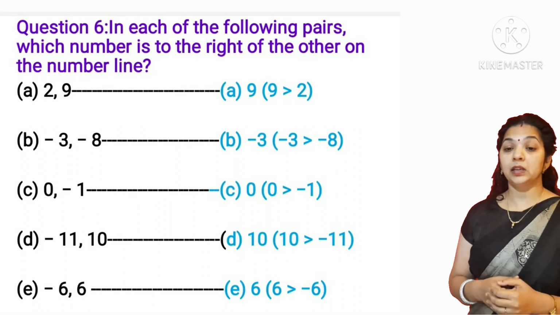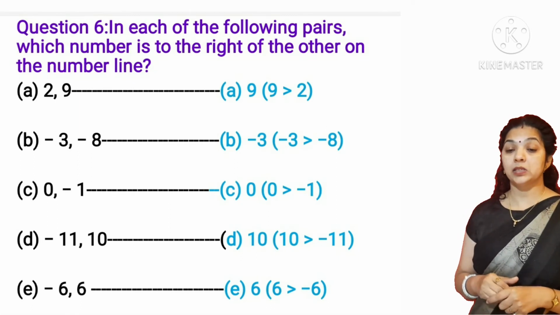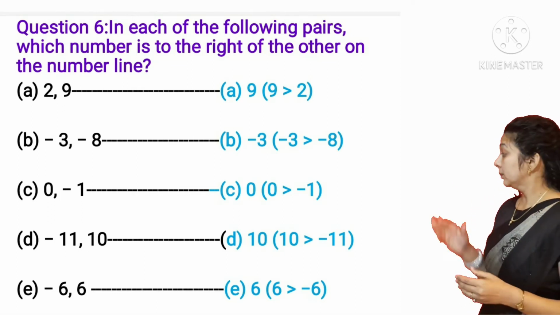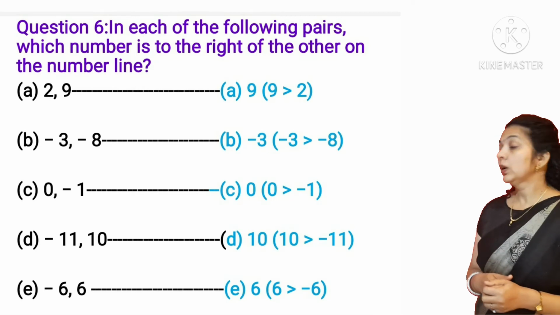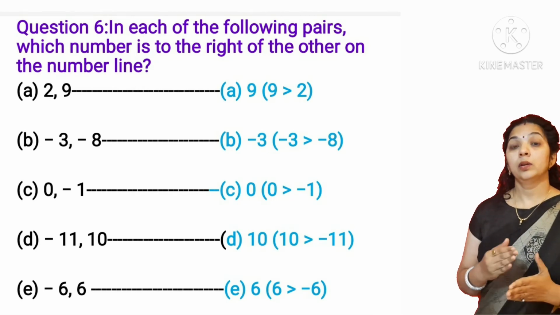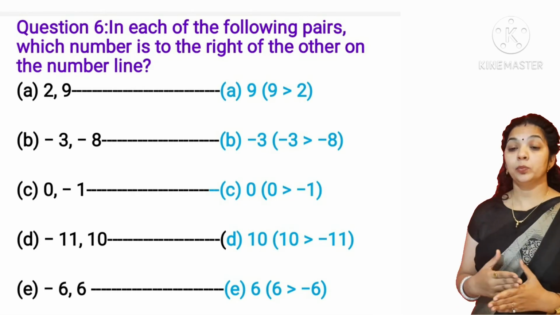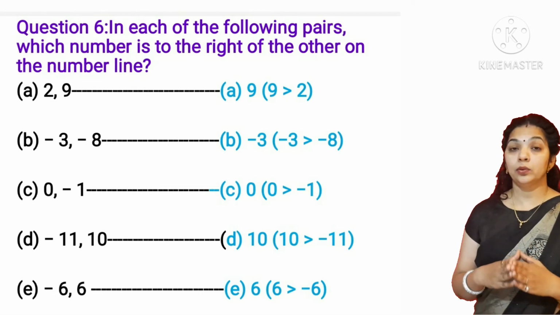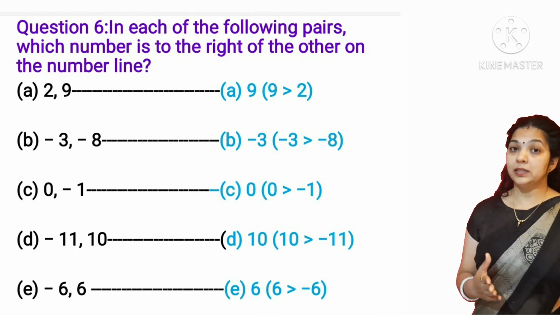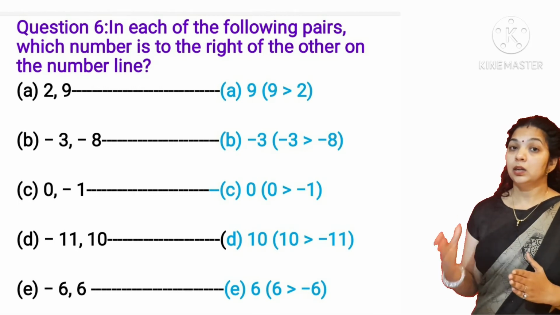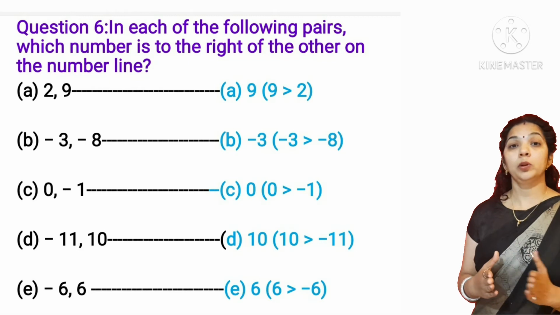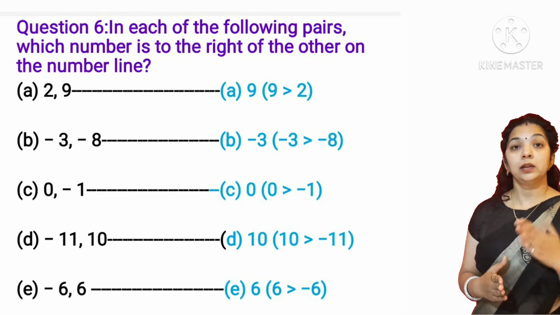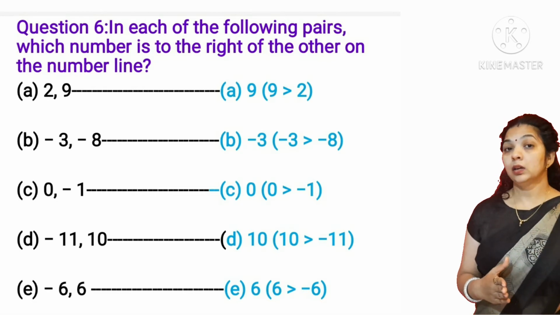Question number 6. In each of the following pairs, which number is to the right of the other number on the number line? The pair of numbers is given to you, and you have to answer which would be on the right side. You can easily know that the number on the right side is greater than the number on the left side. So the greater number would be on the right side. In the first pair, 2 and 9, 9 would be greater, so 9 would be on the right side.